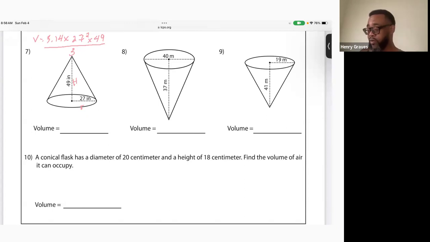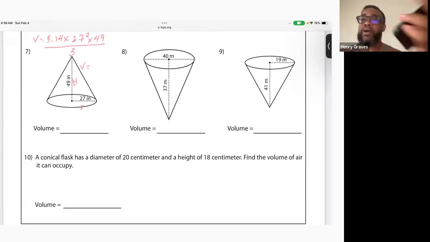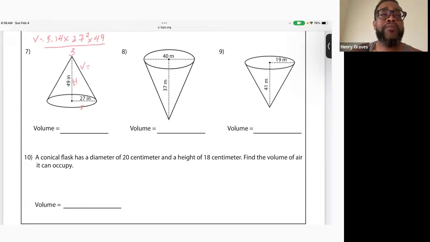So I'm going to do 3.14 times 27 squared times 49 gives me, no, not 1,000, 112,164. Holy crap, that's a big number. Divided by 3, and then my answer is going to be 37,388.